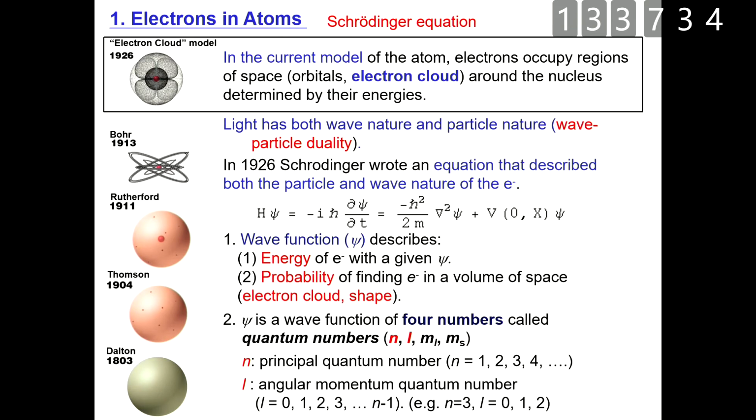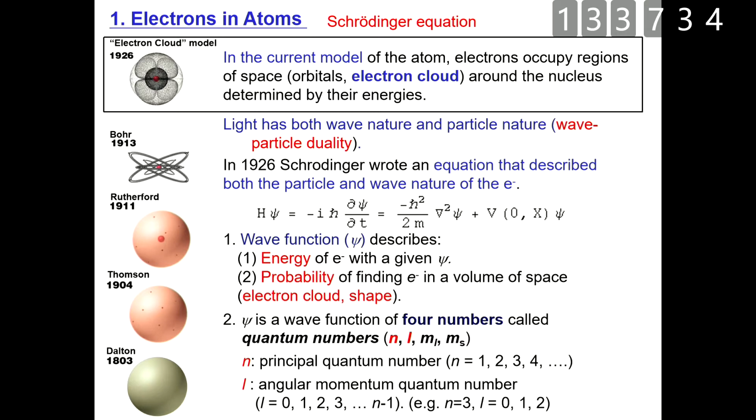So firstly, we need to introduce the electrons in atoms. Last time we introduced the atomic models. The first one is the Dalton model, the second is the Thomson model, the third is the Rutherford model, and then the Bohr model. But now the current model is called the electron cloud model.